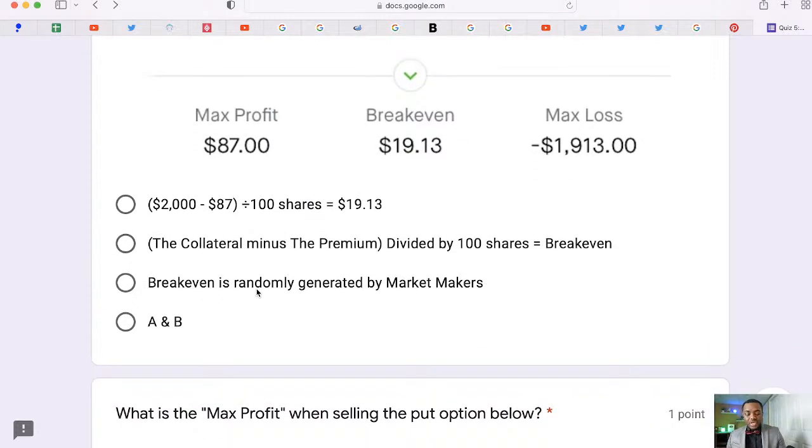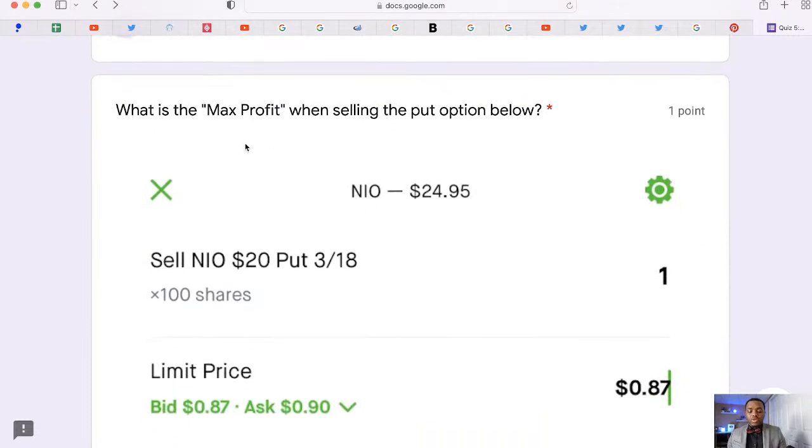So then break even is randomly generated? No, it's A and B. 2,000 minus that. So our collateral minus our premium, divided by 100 shares, equals the break even. And that's true. So what is the max profit when selling the put option below?